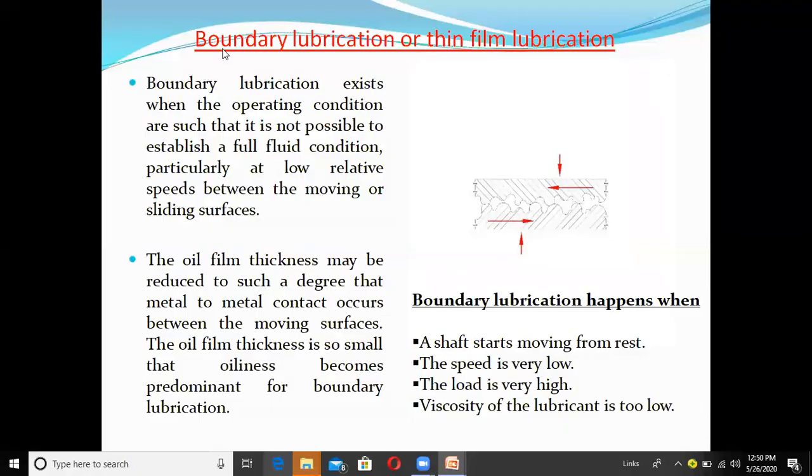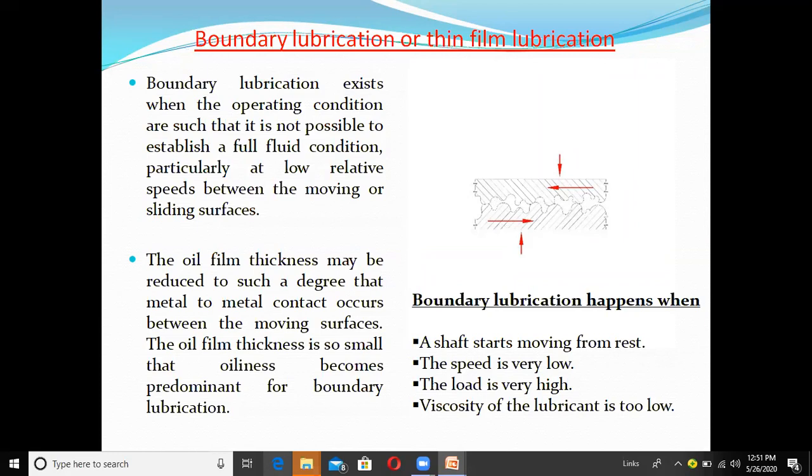So next we will see boundary lubricant or thin film lubricant. It is simple. Already there is a lubricant. If you see the figure, there is a lubricant in between the two components. At some point there is contact between one component and the other component. At some point there is no contact. At another point there is contact, and at another point there is no contact. So in between the two components there is a thin film of lubricant present. We call it boundary lubricant or thin film lubricant.